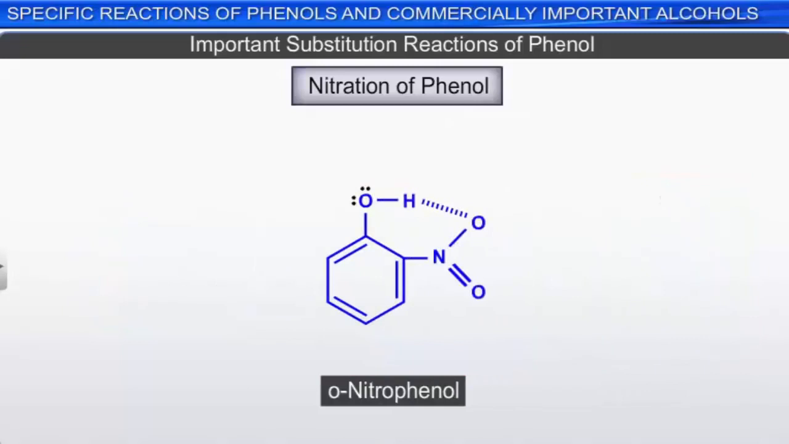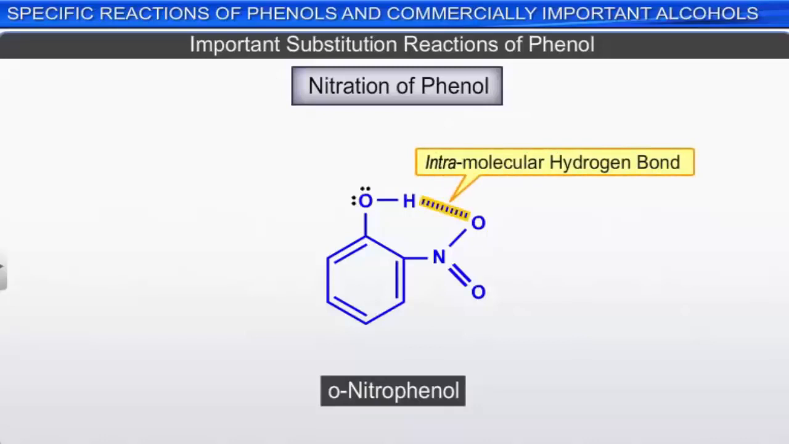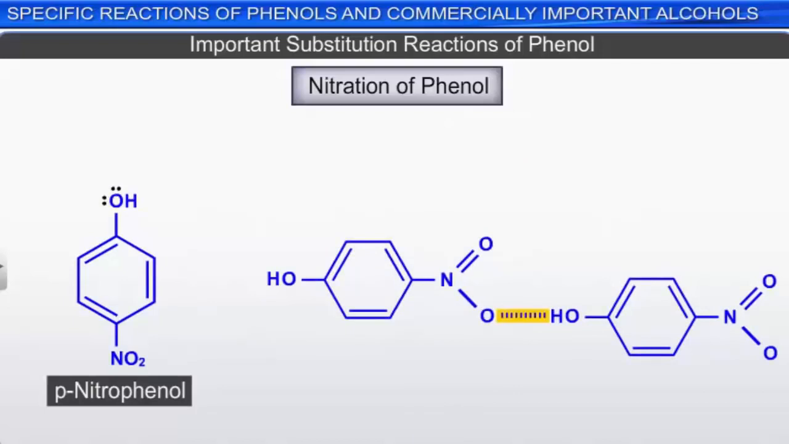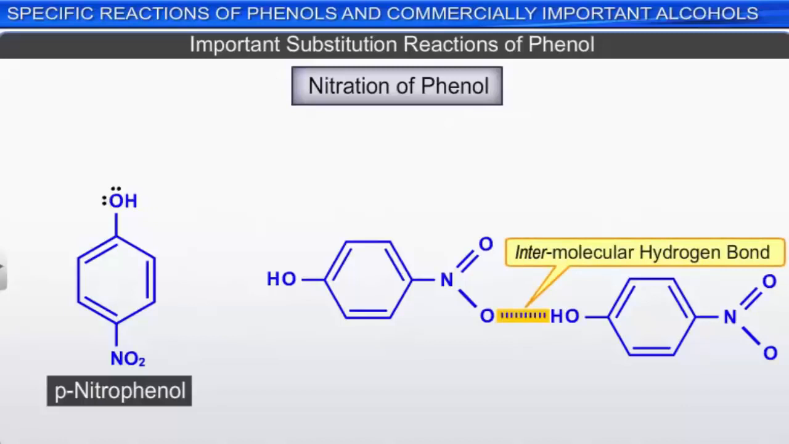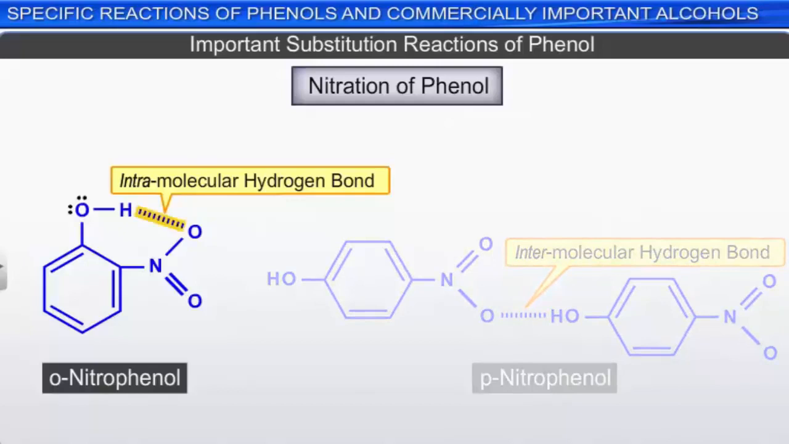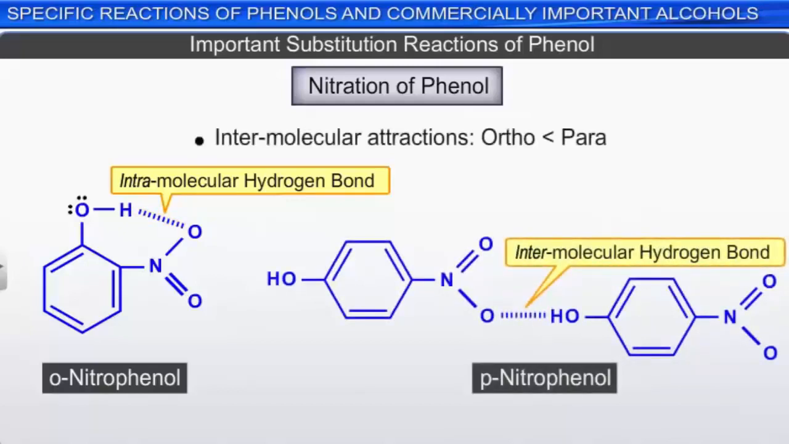ortho-nitrophenol can participate in intramolecular hydrogen bonds. The para isomer can participate in hydrogen bonds between molecules. The intermolecular hydrogen bonds hold the para-nitrophenol molecules together. The different hydrogen bond arrangements have important effects on the physical properties. Since the ortho isomer has only intramolecular hydrogen bonding, it has weaker intermolecular attractions than the para isomer, with its intermolecular hydrogen bonds.